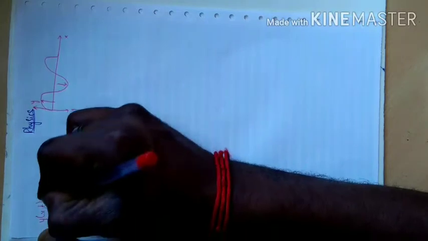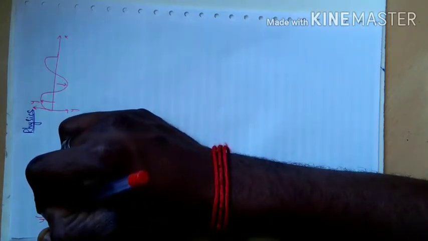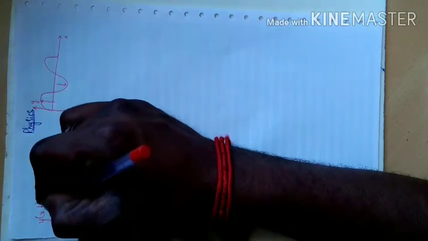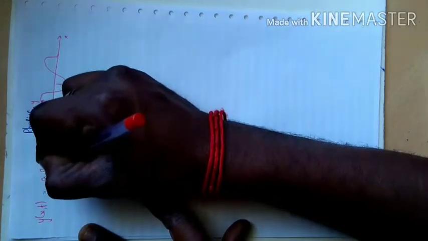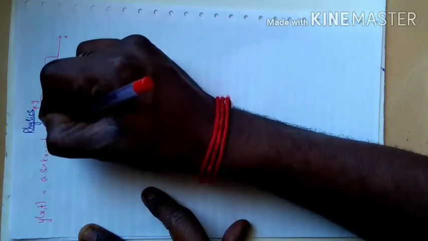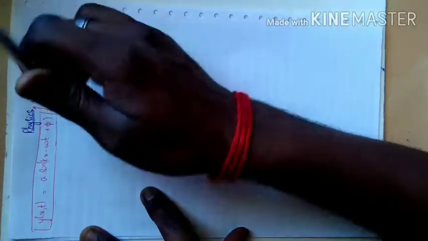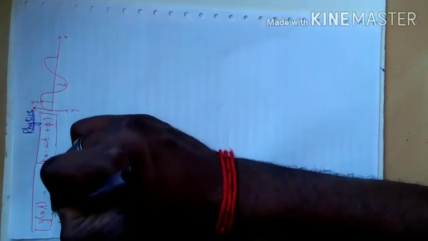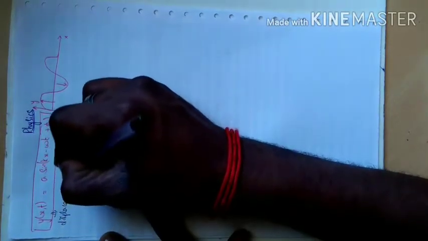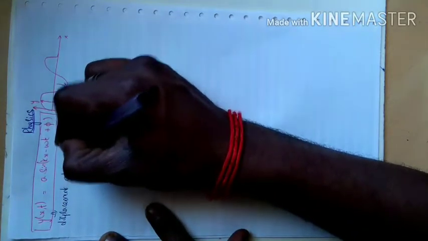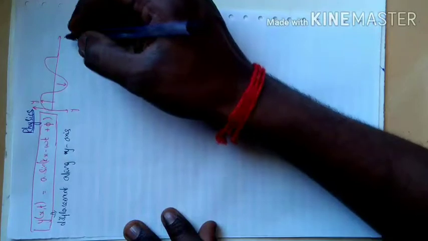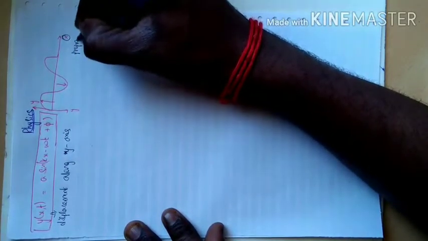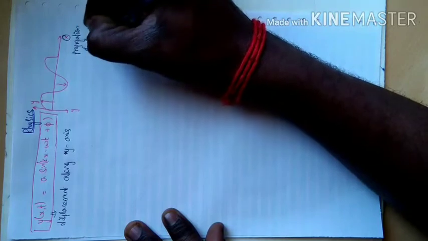For this we have written the displacement equation as y of x comma t. It is a function of propagation along the x-axis and time, given by y of x comma t is equal to A sine kx minus omega t plus phi. Therefore, this is the expression for the displacement of the wave, where y is the displacement along the y-axis, and the wave is propagating along the x-axis. The x-axis represents the propagation of the wave.